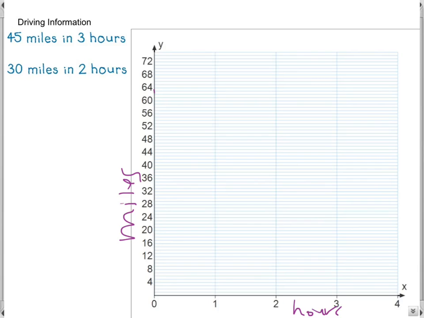2 hours and 30 miles, so that would be, it's a little hard to figure out where these lines are right here. So let's just estimate here. 30 looks like about here, and 3 is about right there. Okay, and 4 and 45, so 4 and 45 looks about here. Now that means that in 0 hours, you drive 0 miles, right? So it goes through the origin like that.